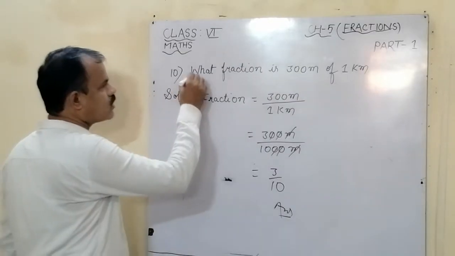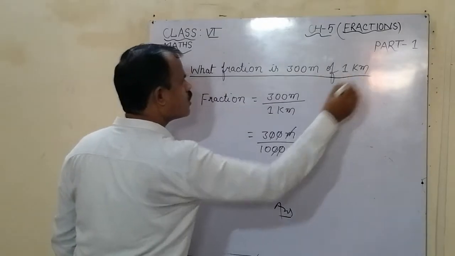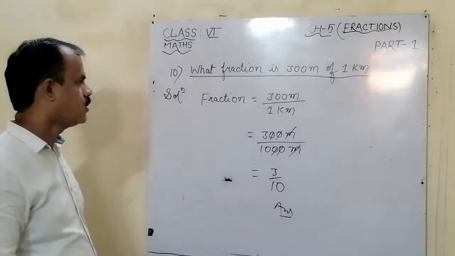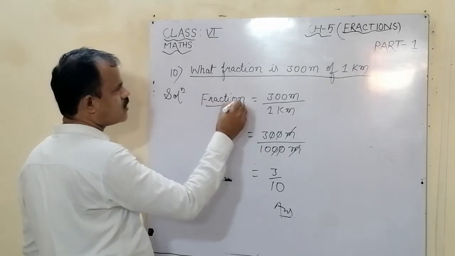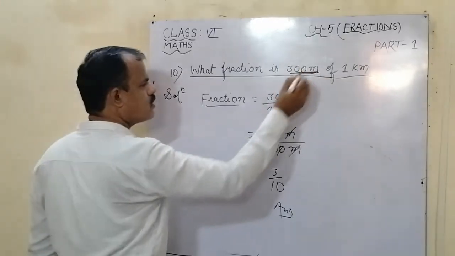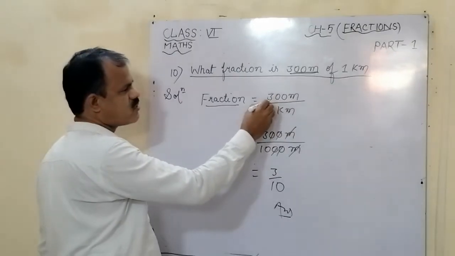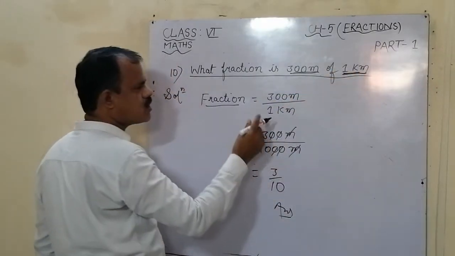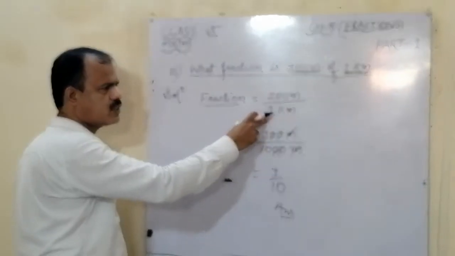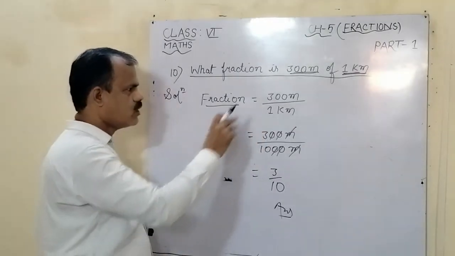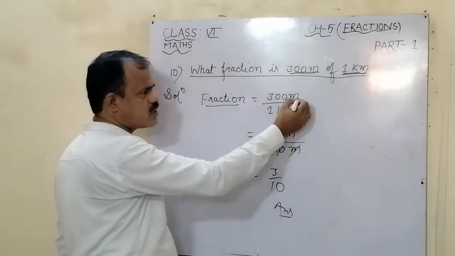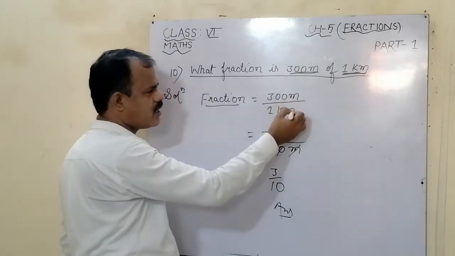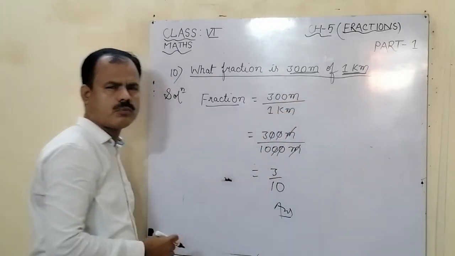Student, what fraction is 300 meter of 1 kilometer? So we write here fraction, first 300 meter. So at the numerator place we write 300 meter. And of 1 kilometer, so at the denominator place we write 1 kilometer. So here you see this is meter in the numerator place and kilometer in the denominator place.